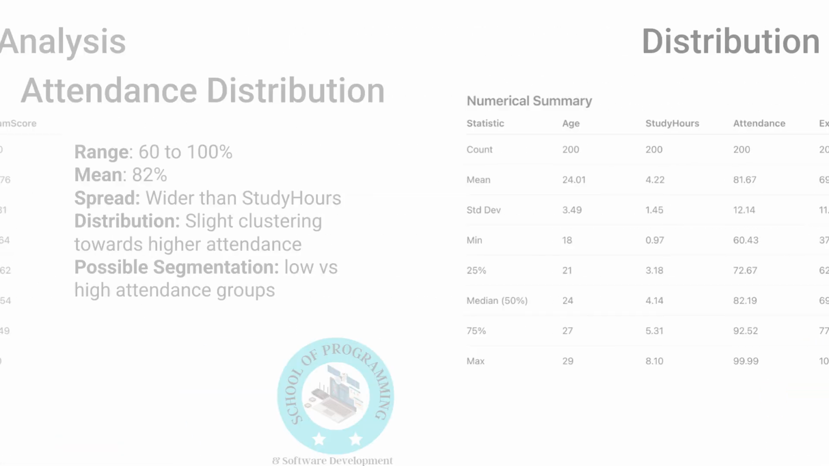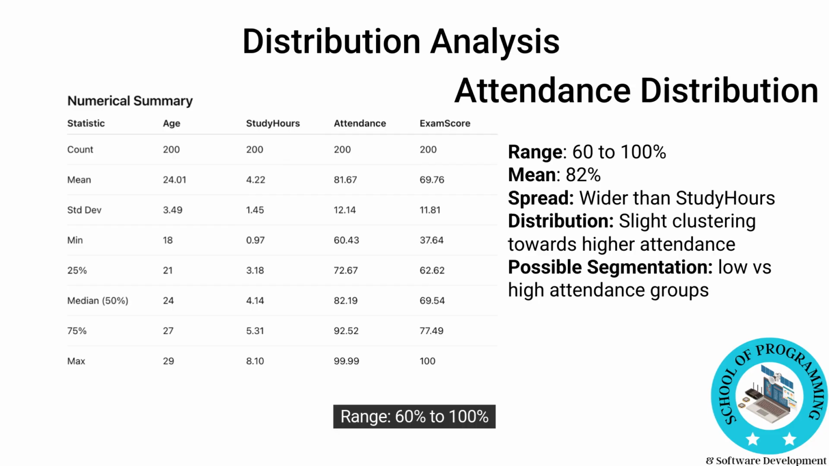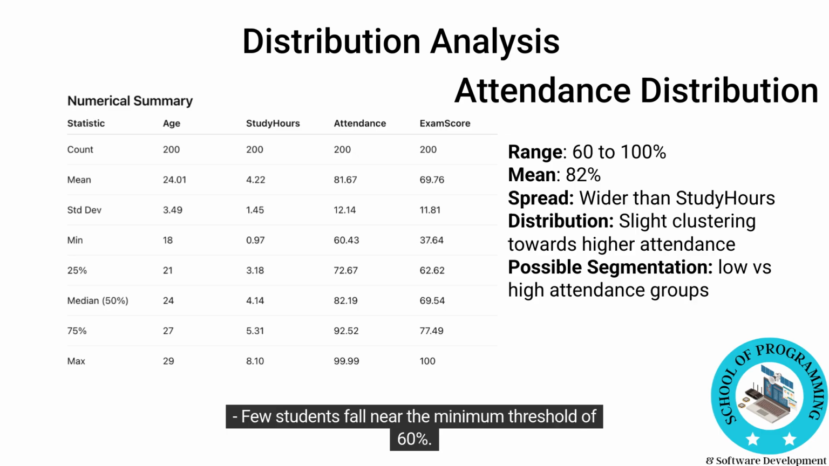Attendance distribution. Range 60 to 100%. Mean 82%. Spread is wider than study hours. Slight clustering toward higher attendance. Distribution characteristics: most students attend above 70%. Few students fall near the minimum threshold of 60%. Slight positive clustering at high values.